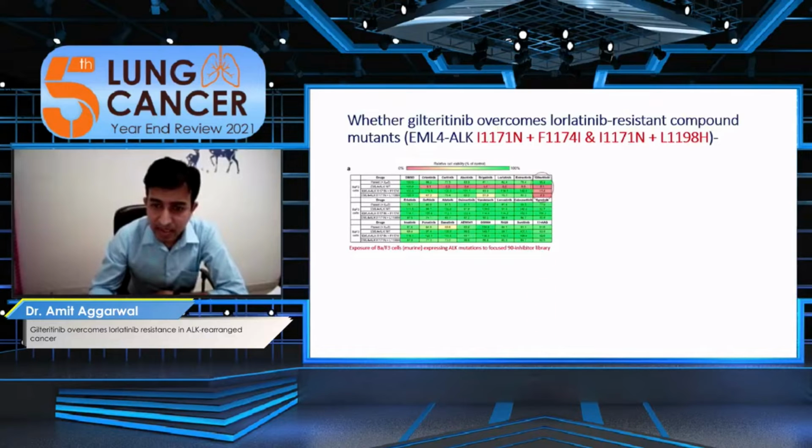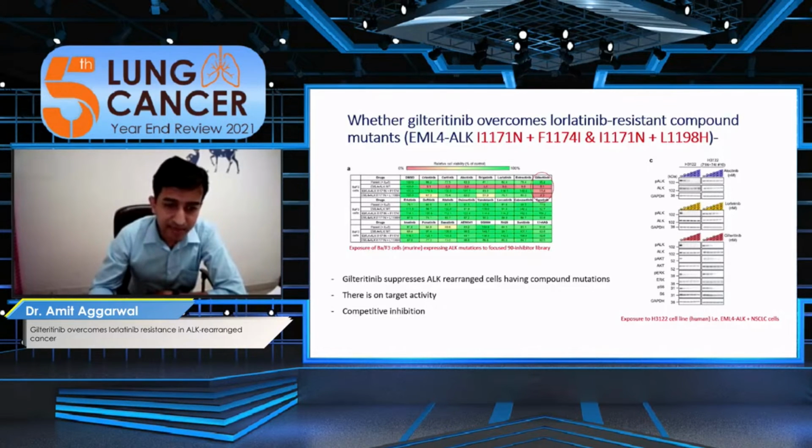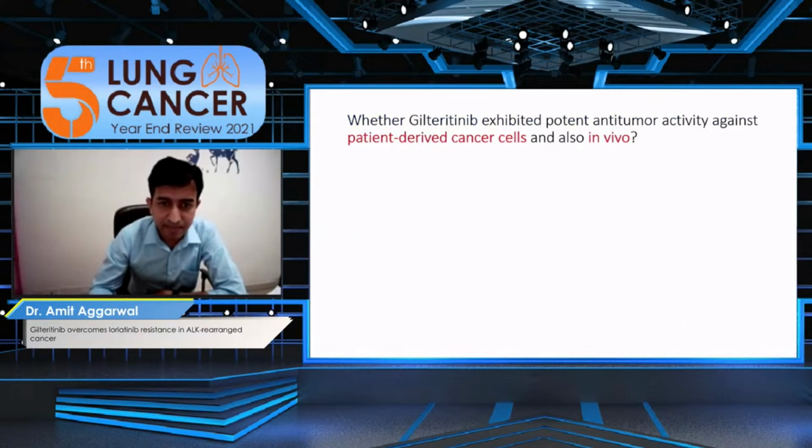In the next step, they exposed these to gilteritinib in human cell lines as well, and it showed inhibition of phosphorylation as well as inhibition of downstream pathways. So there is definite on-target activity. Now, in the next step, they showed whether it shows anti-tumor activity.